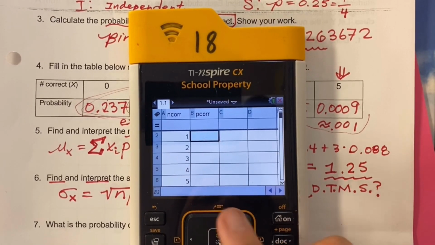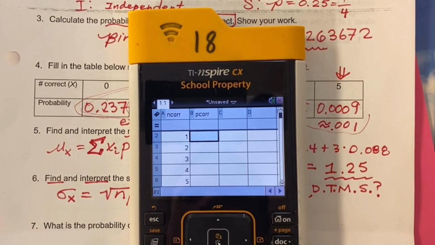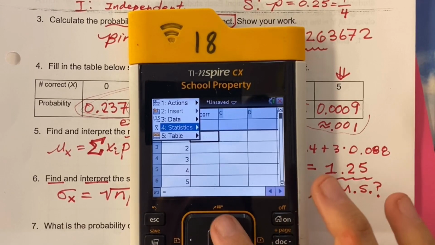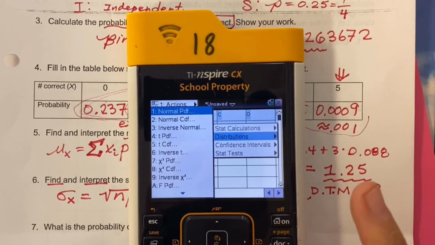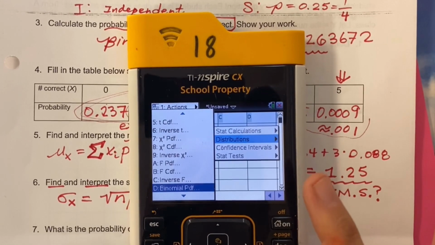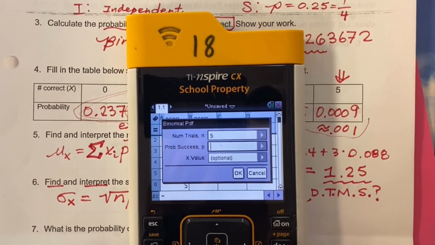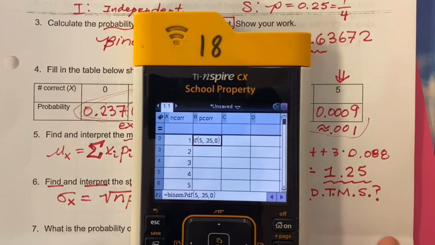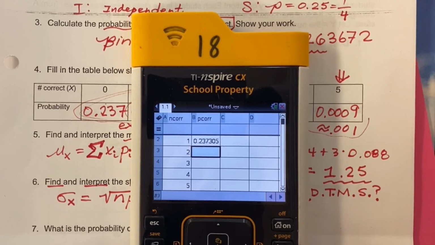And the probability of that should be, if I didn't want to round, I bet I could do binomial. I'm going rogue. I'm going to put the formula in there. Okay, you wouldn't have to do this, but five tries, 0.25. Get none right. Enter. Cool.